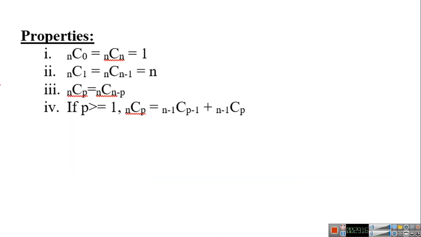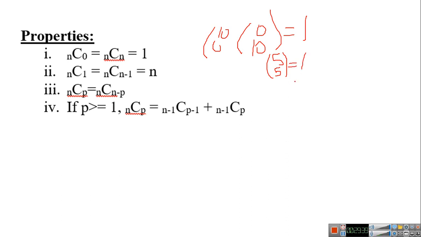Okay, you have some properties. Always you can check it by yourself. If you want combination 0 out of 10, it's 1. If you want 5 out of 5 combination, I want to pick 5 students out of 5. Order not important, I have only one choice. If you have, for example, 1 out of 10, you write 10.